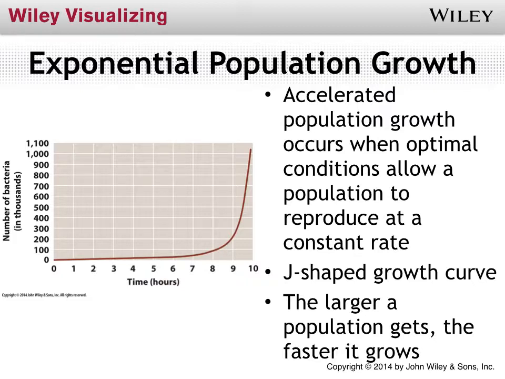Generally speaking, the larger the population gets, the faster it grows, because it has what we would call momentum. The more individuals there are reproducing, the greater number of offspring that can be produced. So again, this controlled experiment is a perfect example of an organism achieving its biotic potential over time, hitting the maximum reproductive rate.